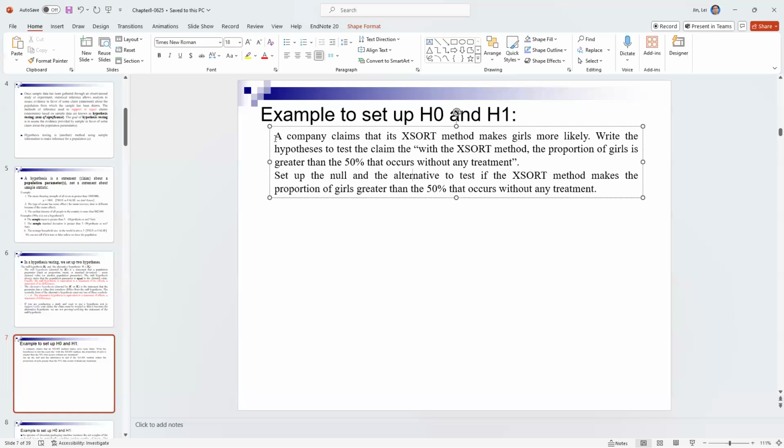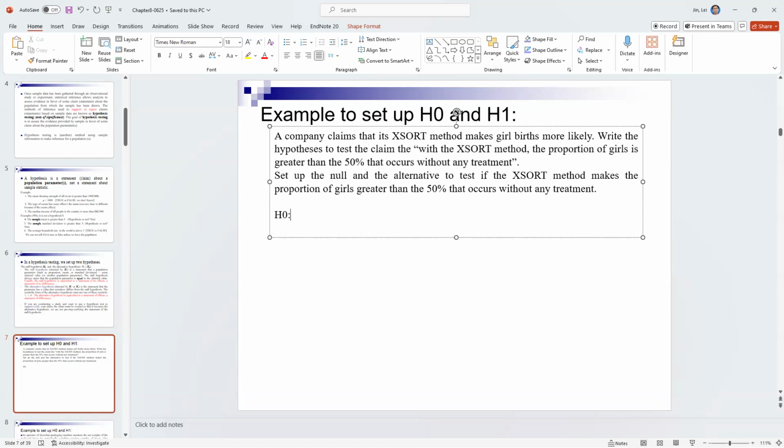So please take a quick look at this scenario. A company claims that this kind of method makes girl birth more likely. Write the hypotheses to test the claim. So we are going to test this claim, and set up the null and alternative.